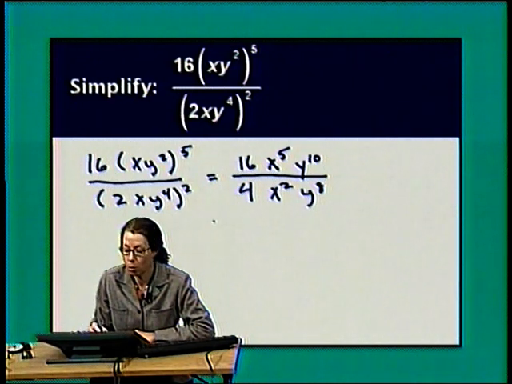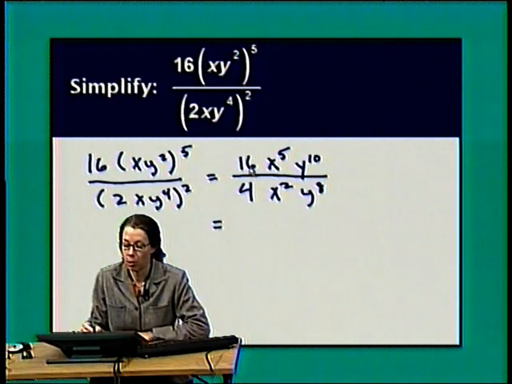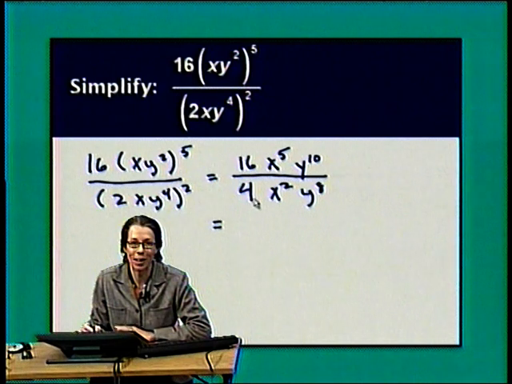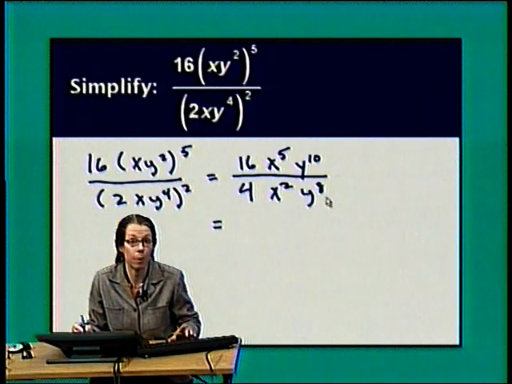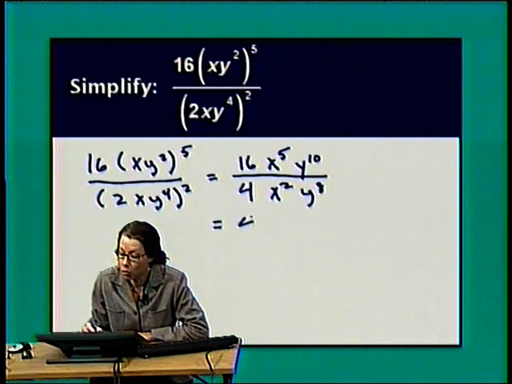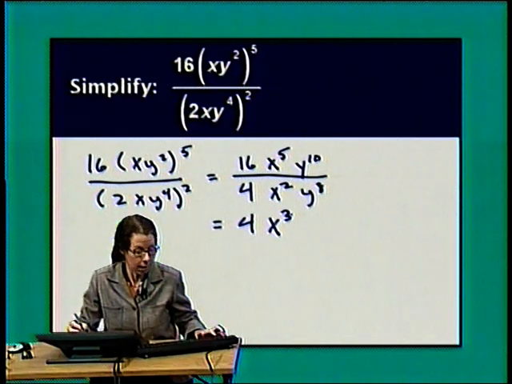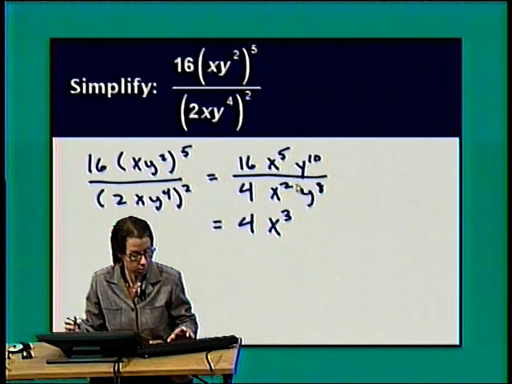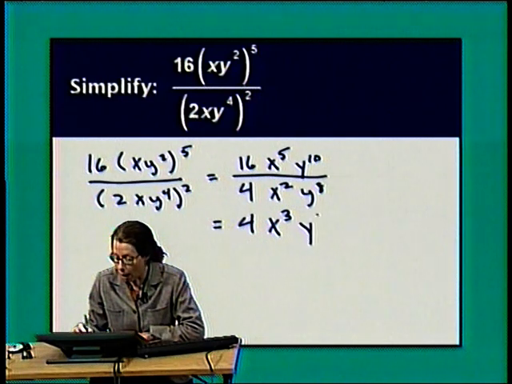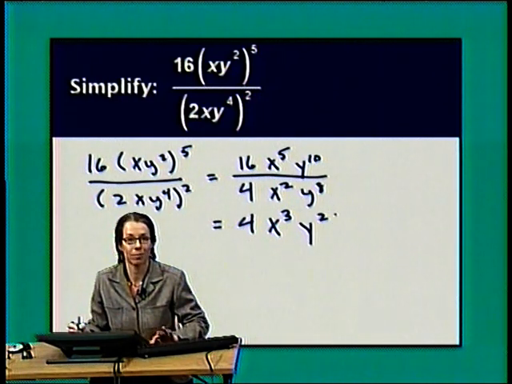Now I'm going to use the quotient rule. I'm going to do 16 divided by 4, no exponent rule there really. I'm going to look at the powers of x and the powers of y separately when I'm doing my calculation. So I have 4x cubed, that came from subtracting the exponents, 5 minus 2, and finally y squared.